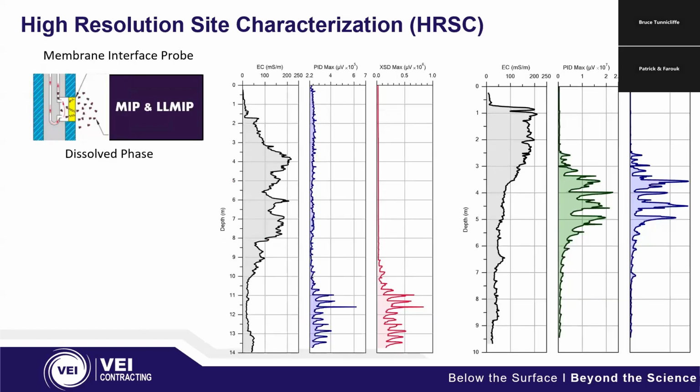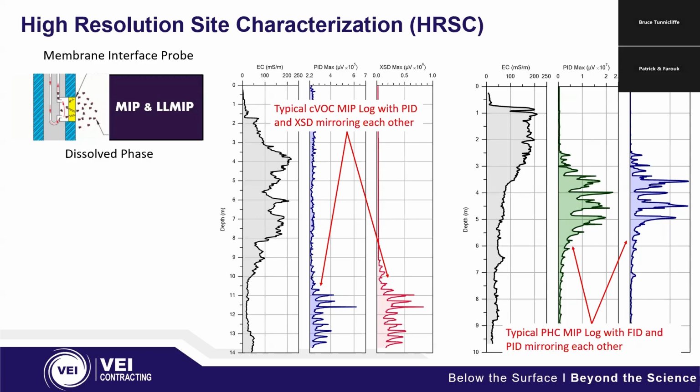Now, similarly with the MIP tool, again, depth is on the y-axis, and our different detectors, here we have multiple detectors, whereas the LIF is just one detector, are all responding on the x-axis. With the PID and the XSD, which is a halogen-specific detector, when these two are mirroring each other, we're getting a good correlation for chlorinated solvents. On the log on the right, when the PID and the FID are responding with each other, that's a good indication that we have hydrocarbons in the ground. So that's just some backup information.